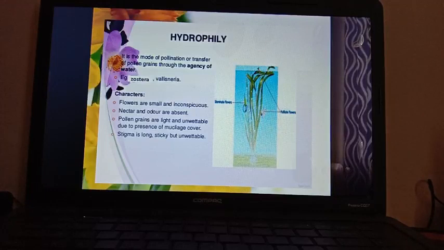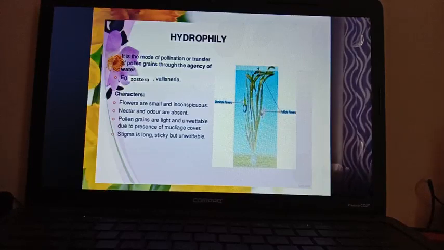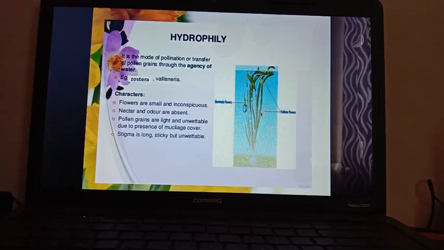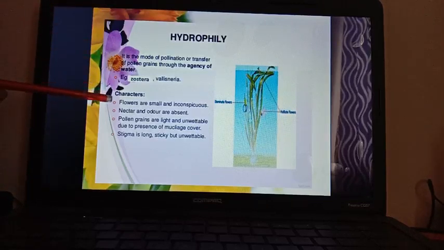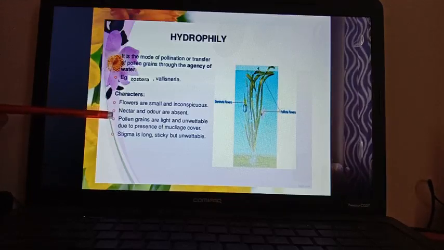Now the characteristics. Water, as I have told you, is an abiotic agent. So here also the flowers need not be showy, and need not have any odor, beautiful scent or nectar. These features may not be present in hydrophilous flowers. So the characteristics: flowers are small and inconspicuous. Nectar and odors are absent, they may not have sweet scent or nectar.